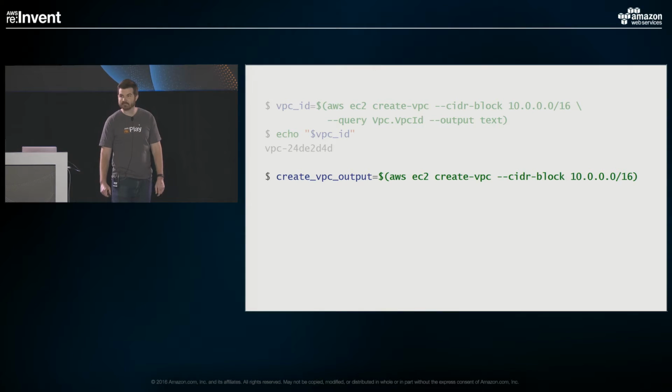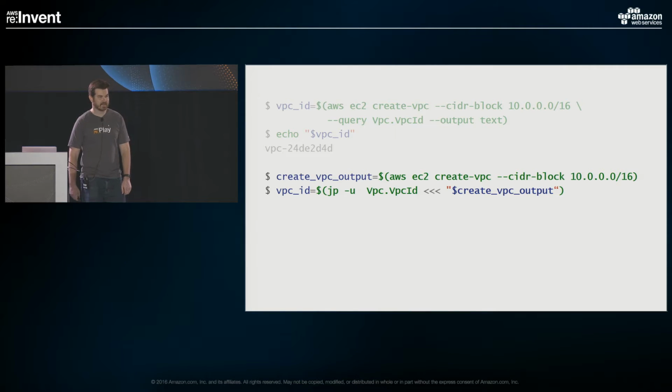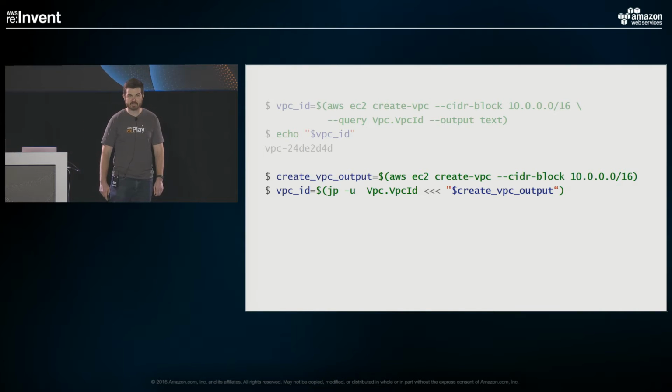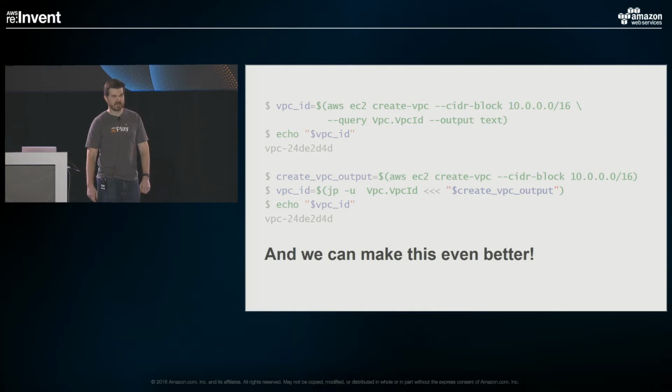Another way of doing it is by running the entire command and then saving the entire output and using command line tools like jp, which is a JMESPath command line tool, to get the same functionality as query and output. I want to make the statement, we can even make this better.